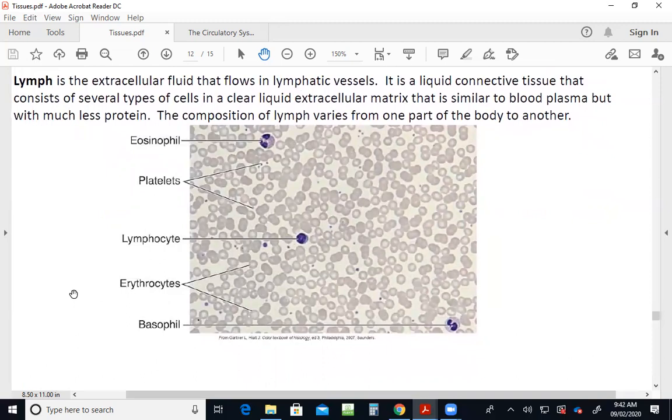I don't have a picture of lymph, so you won't have to worry about that, but it's another form of liquid connective tissue, specifically found in our lymphatic vessels. It contains several types of cells and a clear liquid extracellular matrix, similar to blood plasma, but with a lot less protein. The composition of lymph varies from one part of the body to another.